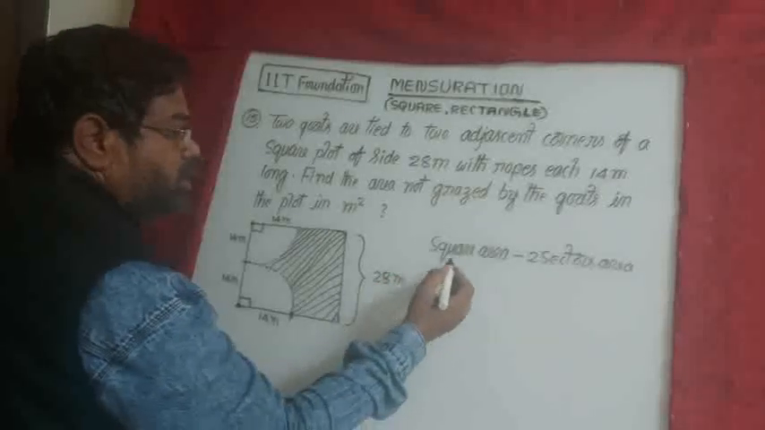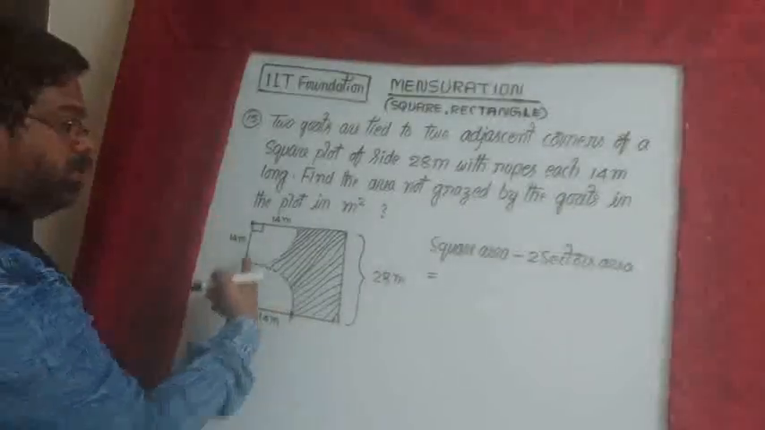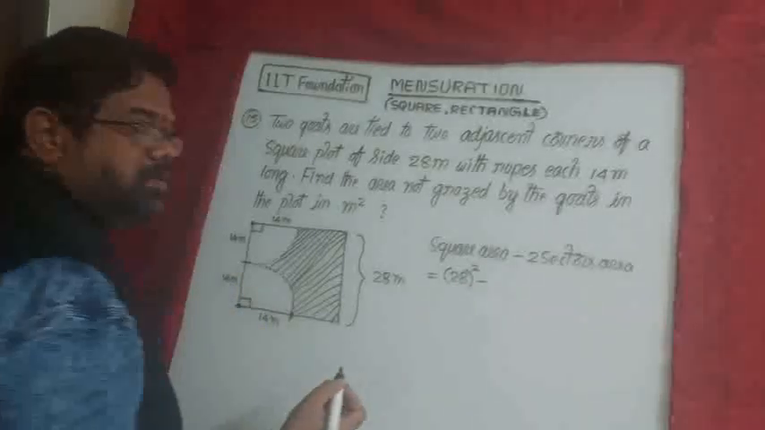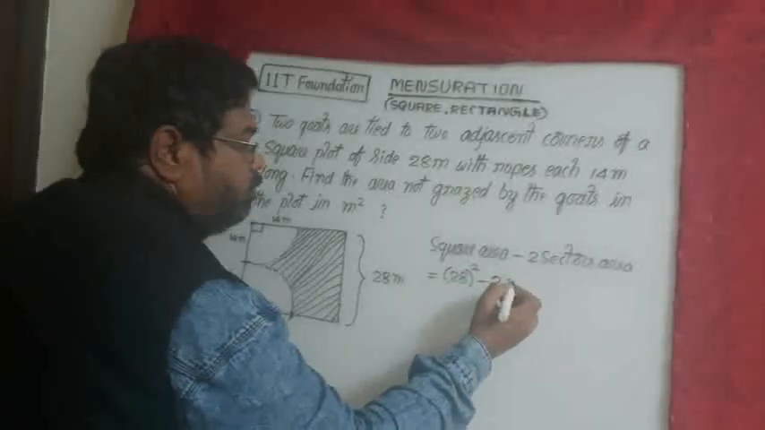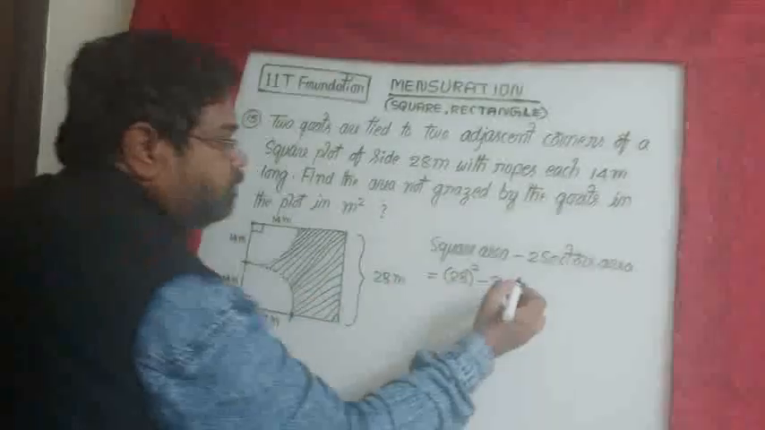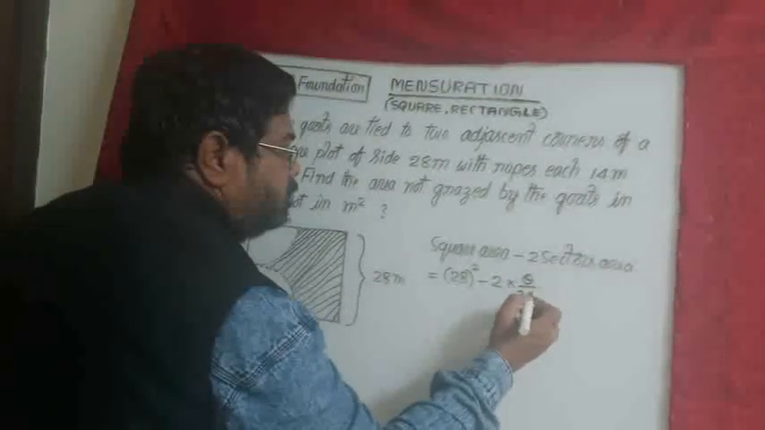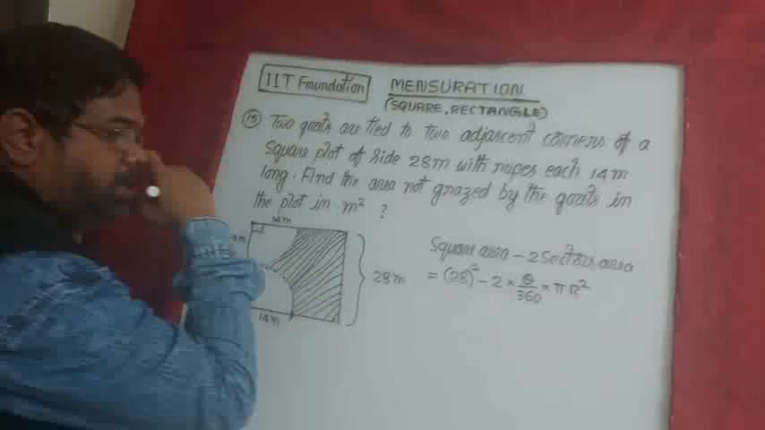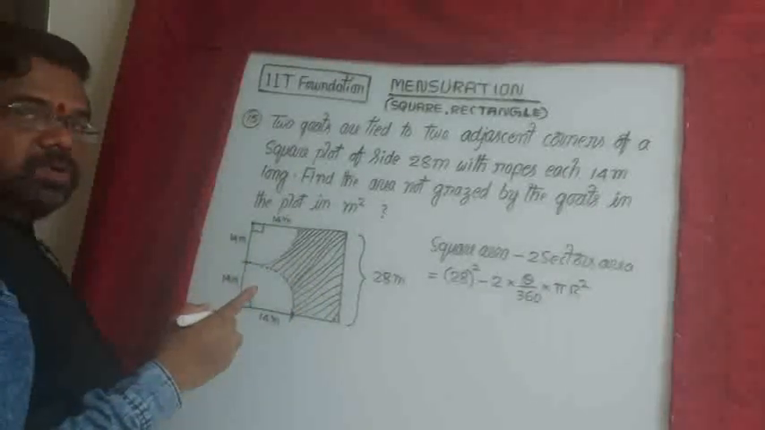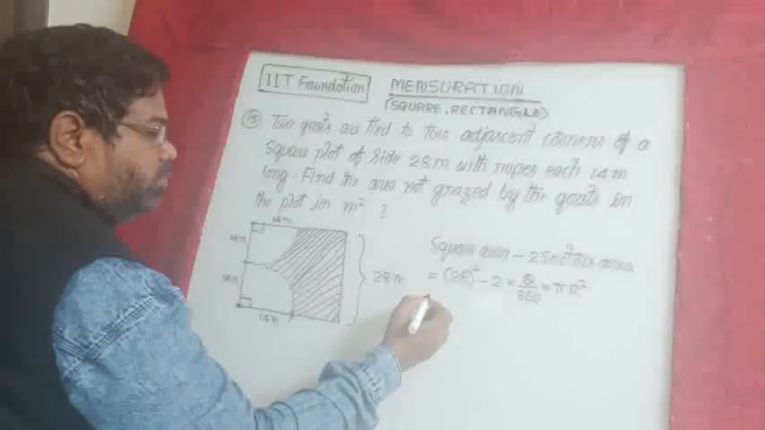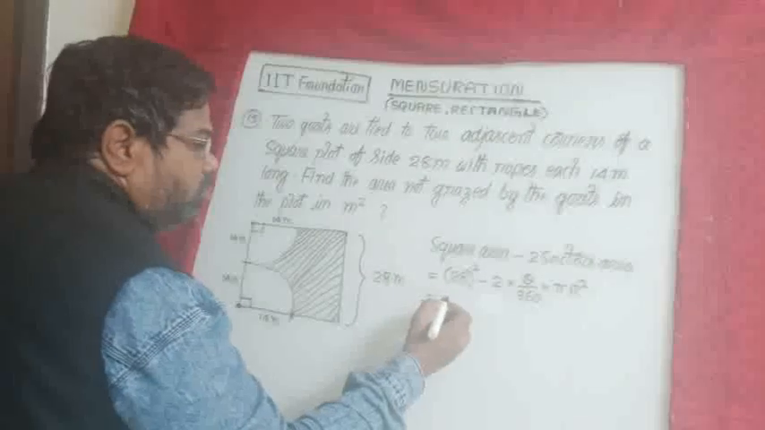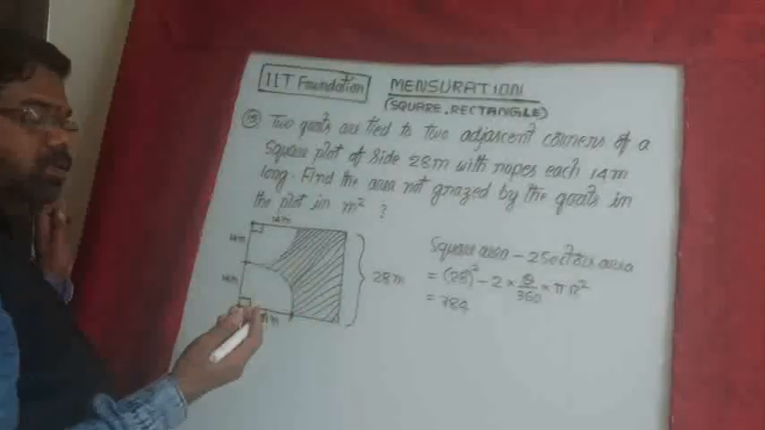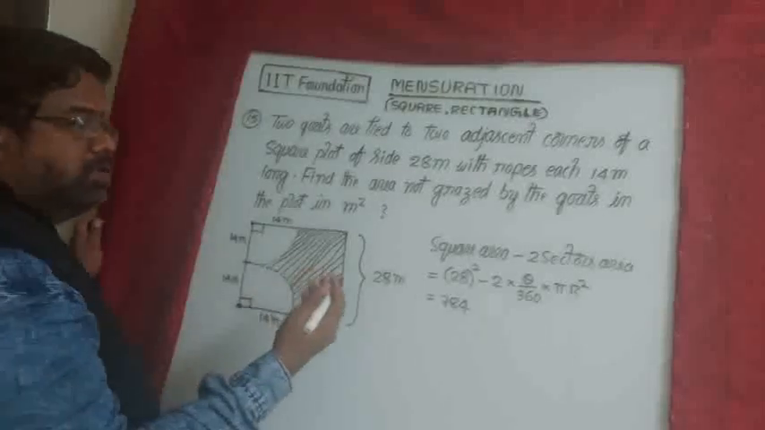What is the square area? Each side is 28, so 28 square, minus two sectors, 2 into. One sector is theta by 360. We know this formula, theta by 360 into pi r square. Last question lo manam okkasari idi discuss chesam. Theta by 360 into pi r square. Now 28 square, what is it? 784. So cheppan meeku already 40 square varaku prati okkaru by heart chesukovalani. So 28 square is 784.